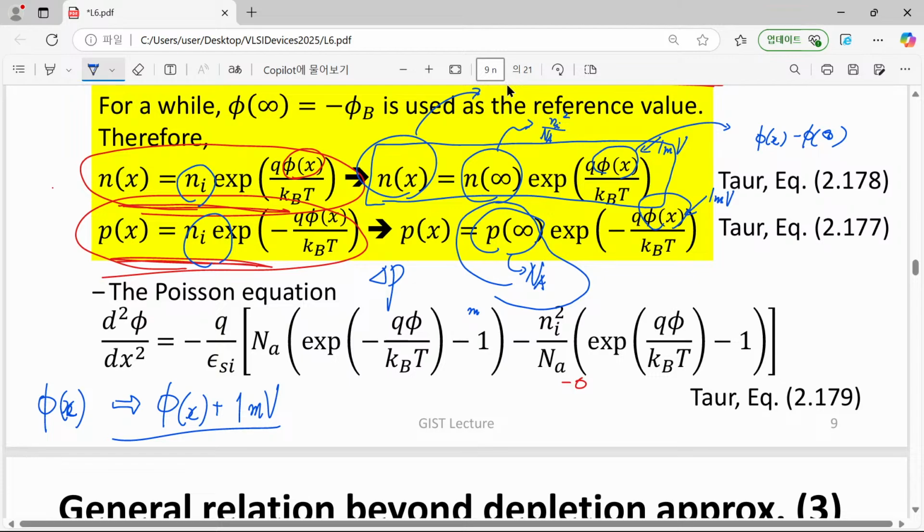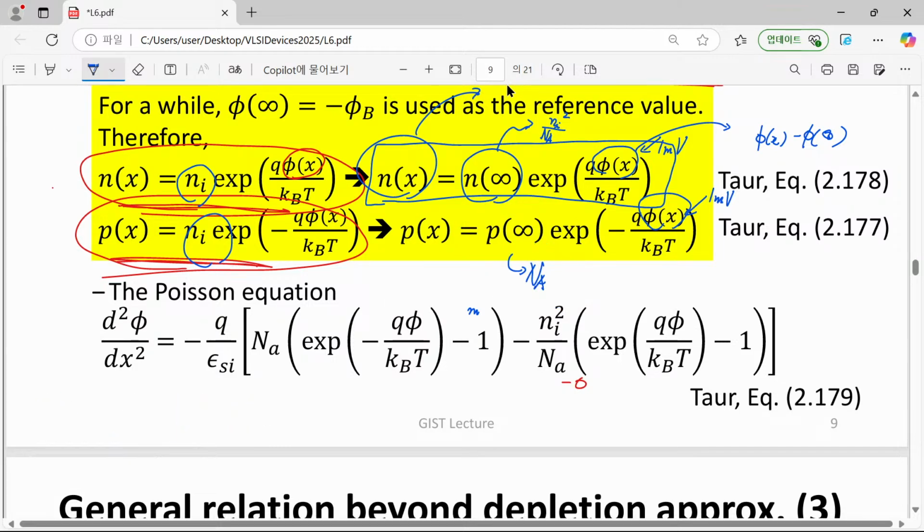So this imbalance between electron density and hole density, or imbalance of sensitivity of electron density and hole density, is the important factor we have to understand. Well, anyway, using these expressions for holes and electrons, now we can rewrite the Poisson equation once again.